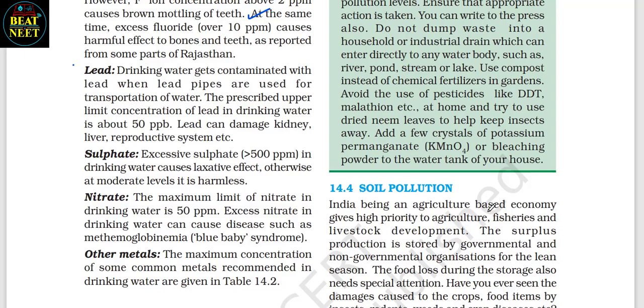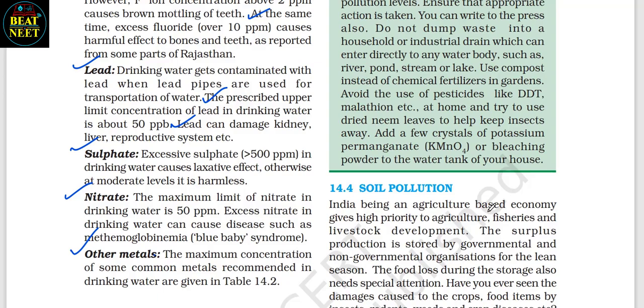Lead. Drinking water gets contaminated with lead when lead pipes are used for transportation of water. The prescribed upper limit concentration of lead in drinking water is about 50 ppb. Lead can damage kidney, liver, reproductive system, etc. Sulfate. Excessive sulfate, that is more than 500 ppm in drinking water, causes a laxative effect. Otherwise, at moderate level, it is harmless. Nitrate. The maximum limit of nitrate in drinking water is 50 ppm. Excess nitrate in drinking water can cause diseases such as methemoglobinemia, that is blue baby syndrome.